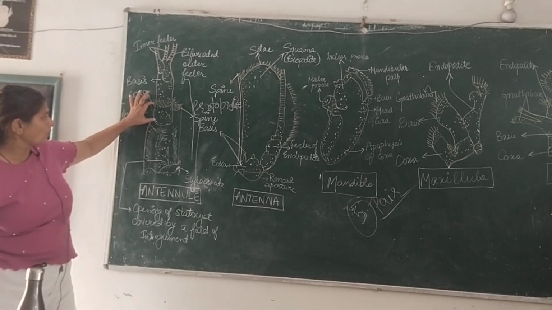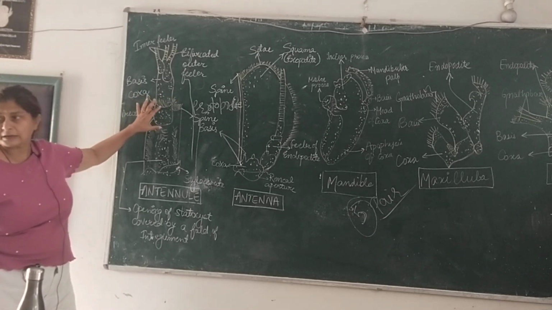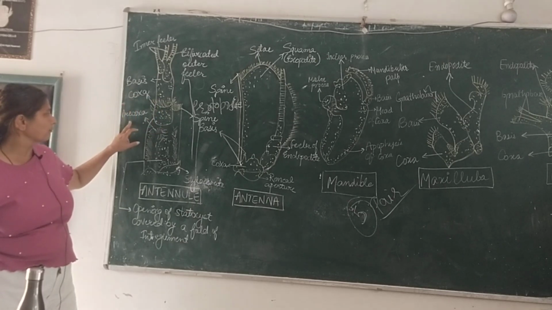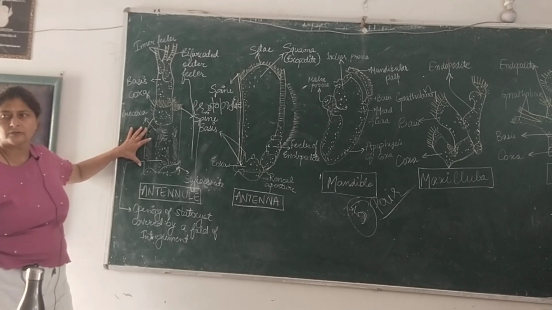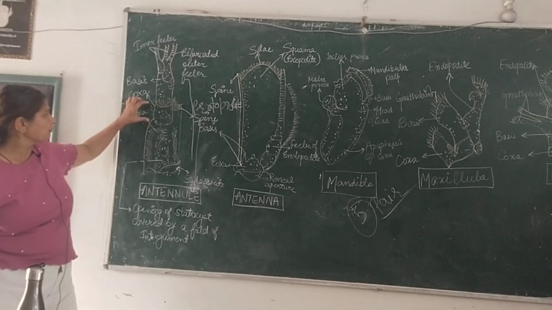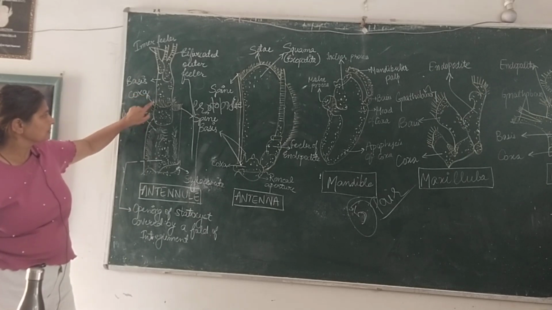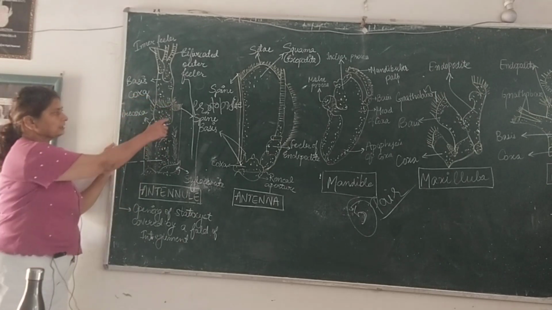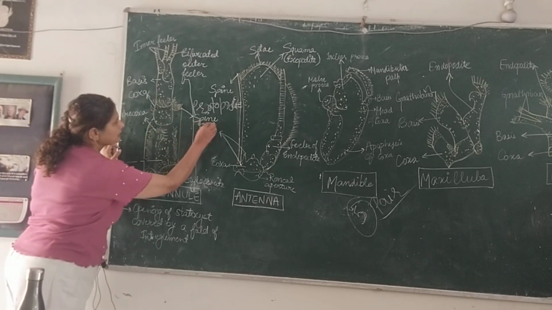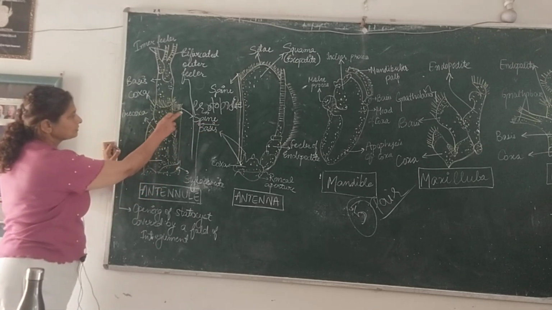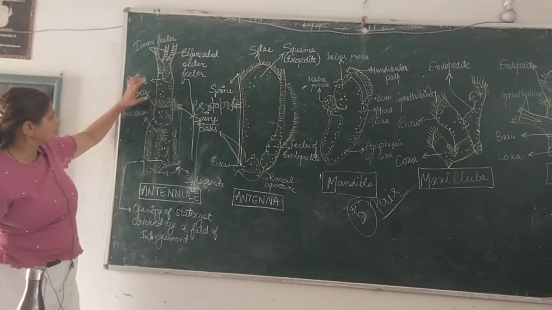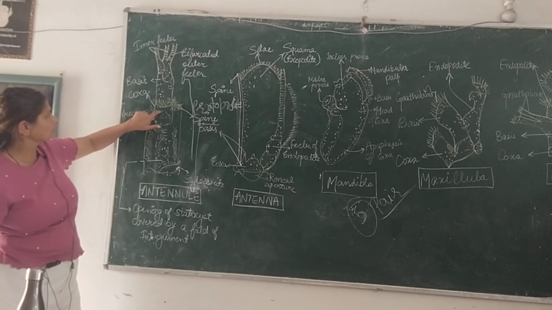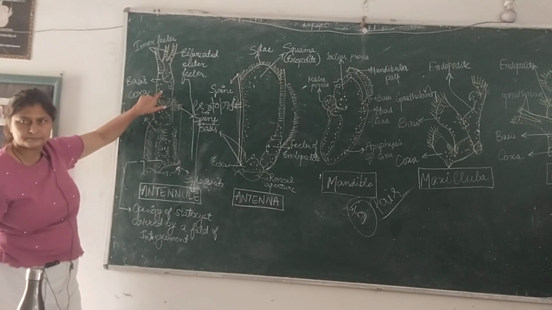Then after the precoxa, the next jointed part outside is the coxa, which is again squarish, but smaller as compared to the precoxa. The precoxa is a larger, longer part as compared to the coxa. They have these small setae. On this side there is also a spine present. Just above this are the precoxa, coxa, and then the basis.